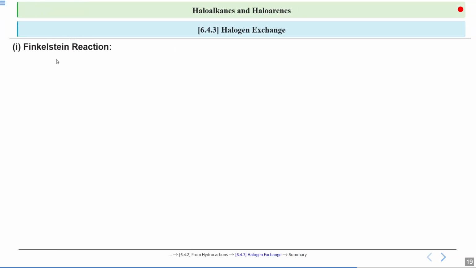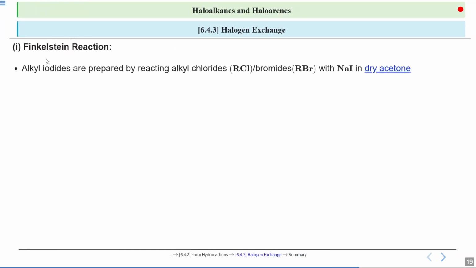First of all, let's cover the Finkelstein reaction. Alkyl iodides especially are prepared by reacting alkyl chlorides or bromides with sodium iodide in dry acetone. See here, we are using alkyl chlorides or alkyl bromides for the preparation of alkyl iodide. That's why this reaction has this name, Finkelstein reaction. This is a name reaction. Here we are using as reactants alkyl chloride or alkyl bromide and sodium iodide in the presence of dry acetone to get you alkyl iodide.